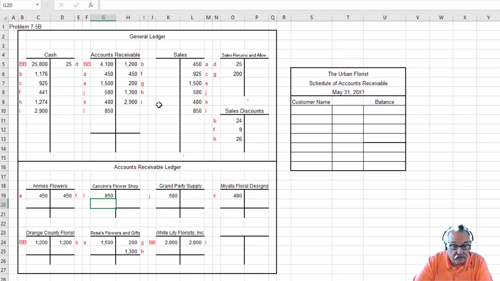Then Miata Floral Designs, we gave them a credit memo, a discount, or an allowance, a return for damaged roses for $48. That's going to be a debit to sales returns and allowances. This is transaction M. And credit accounts receivable for $48.